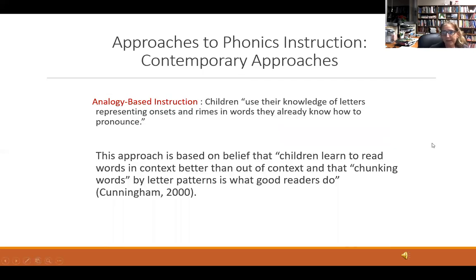So, for analogy-based phonics, you can just read a bit about that, but I really think the three most common are synthetic, analytic, and linguistic-based phonics. This is a possibility where phonics is taught in context. When they're chunking out words, they're using the content of the story and the context around it to help them sound it out. So I don't know if I'd really consider it phonics, but Cunningham does.